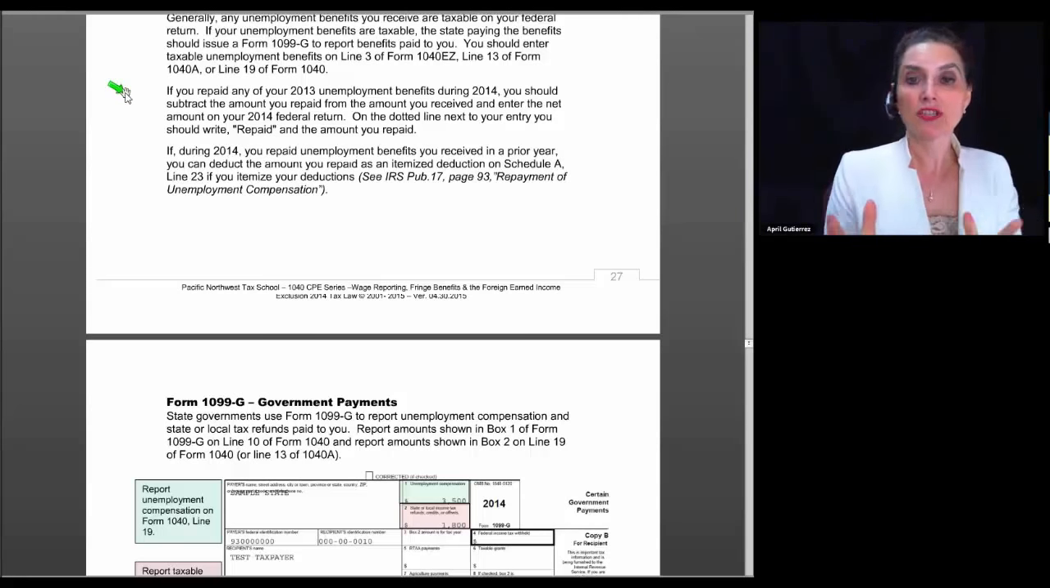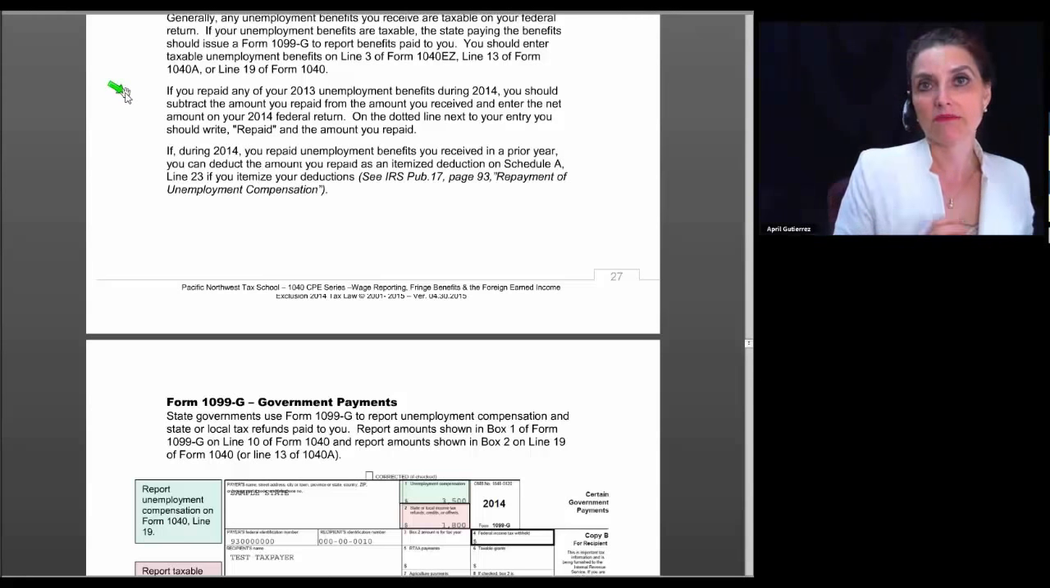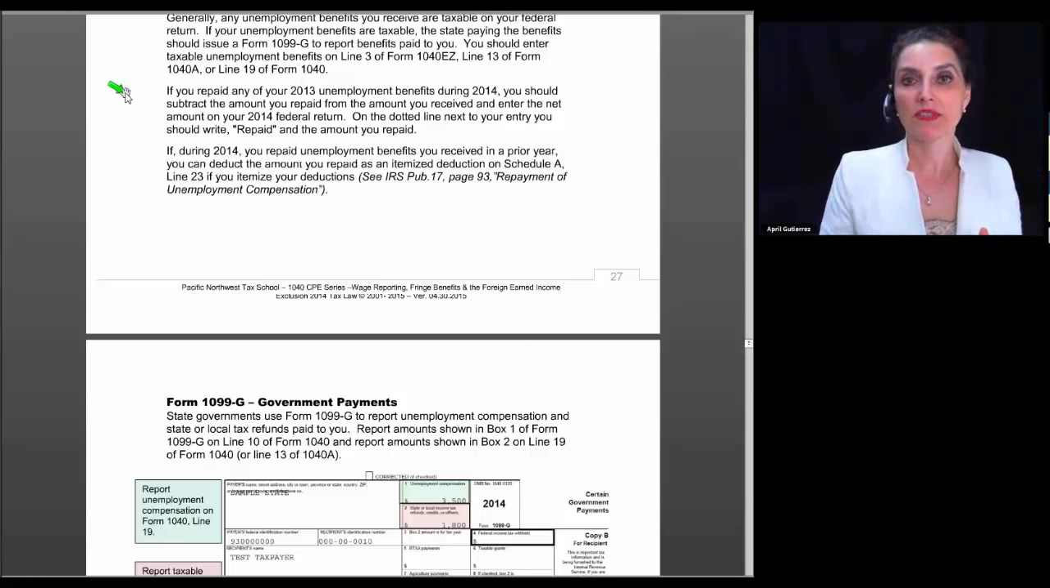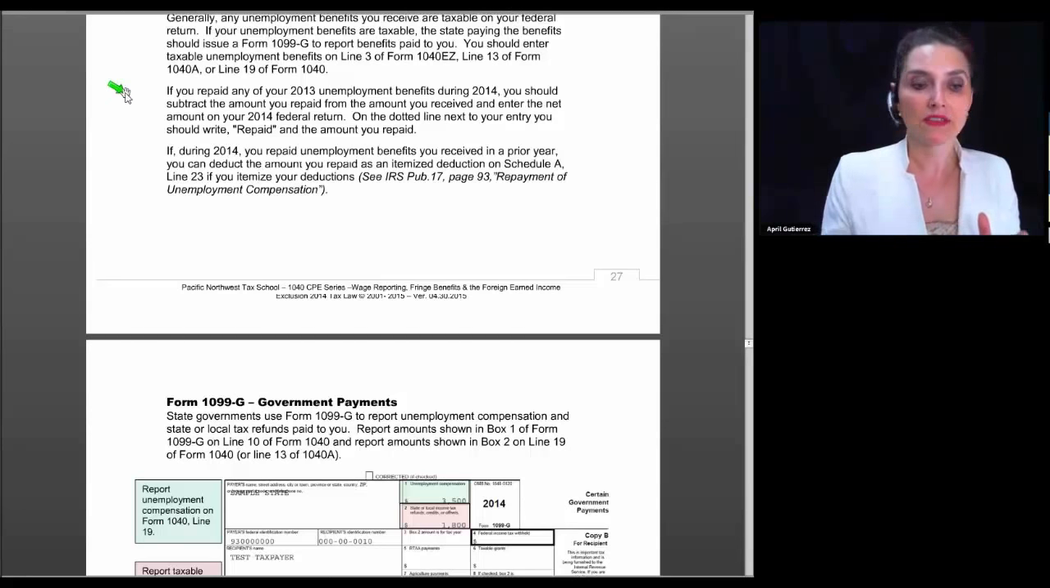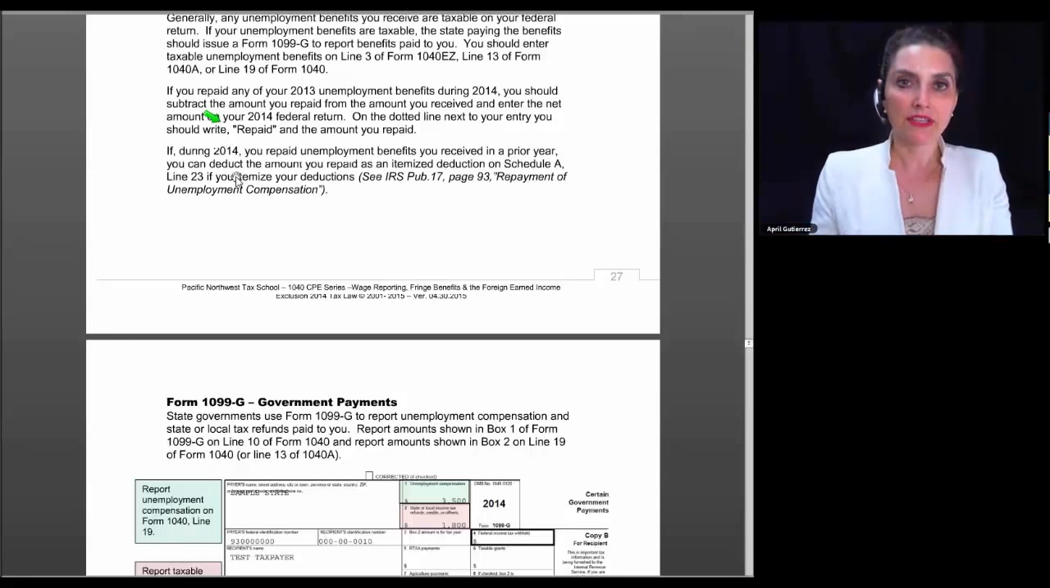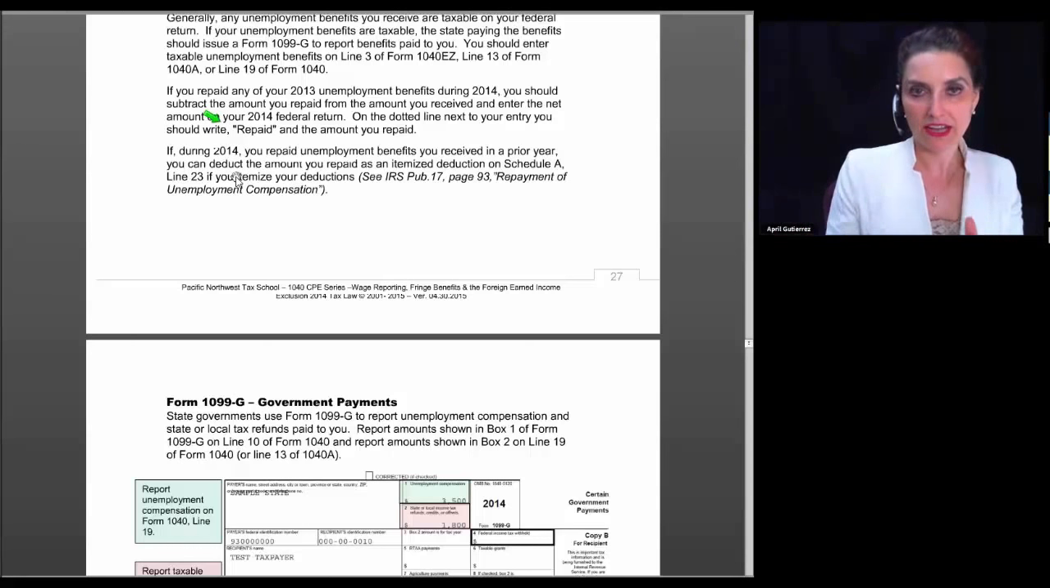So let me give you an example. During 2013, you received $10,000 of benefits, and it was deemed that you should only have received $7,000. And then in 2014, you received another $10,000 of benefits, but you had to repay $3,000 from the earlier year. Then what would happen is on the 1040 for 2014, you would report $7,000 net benefits received on line 19. And on the line next to line 19, you would enter the word repaid and $3,000. So even though your 1099-G for 2014 would show 10, you're going to report 7, and on the line next to where you wrote 7 on line 19, you would enter repaid $3,000.